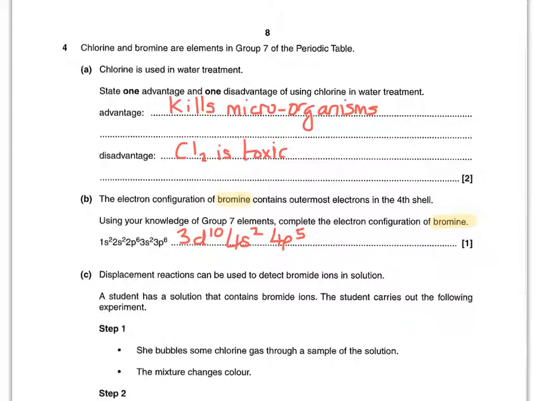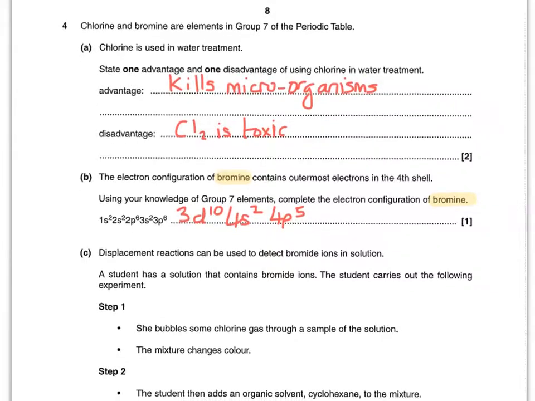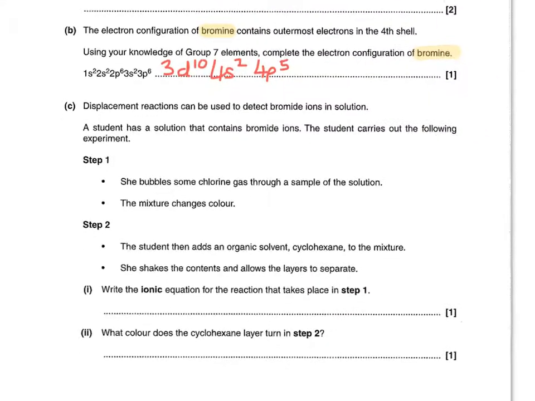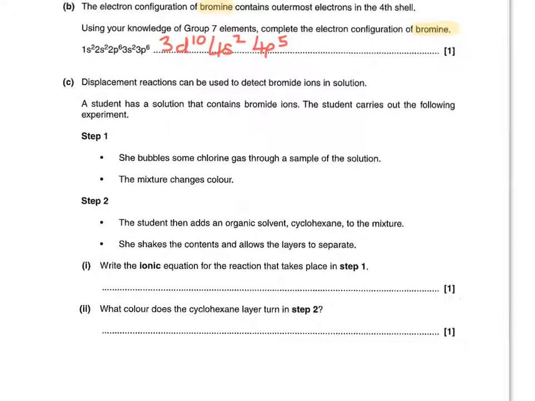Move the page down a little bit now. And it says displacement reactions can be used to detect bromide ions in solution. So notice how they're switching from bromine to bromide ions. So it explains what this student does. She bubbles some chlorine gas through a sample of the solution and the mixture changes colour. After that then she adds an organic solvent, cyclohexane, to the mixture, and she shakes the contents and allows the layers to separate.